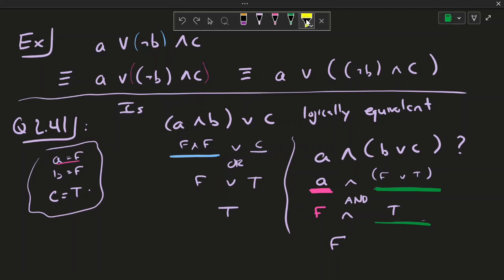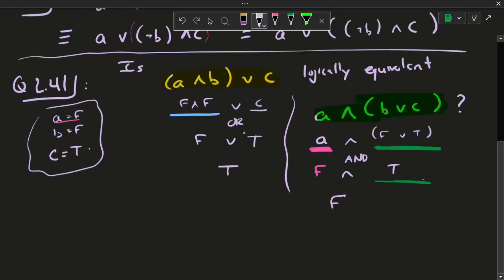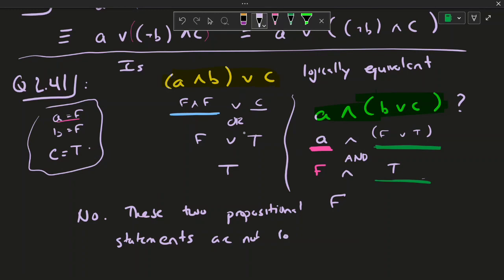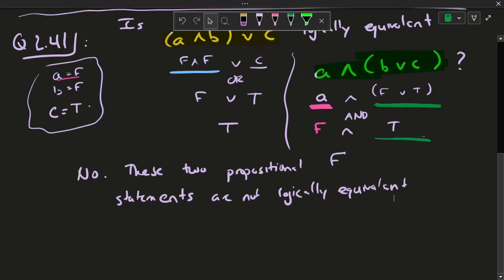So you see that our first statement, A and B or C, with the parentheses on A and B, is not logically equivalent to A and parentheses B or C. So no, these two propositional statements are not logically equivalent, and the reason is that we were able to find variables A, B, and C that didn't hold true.